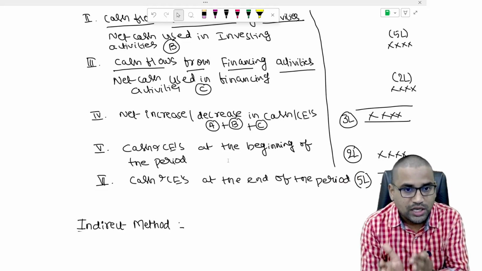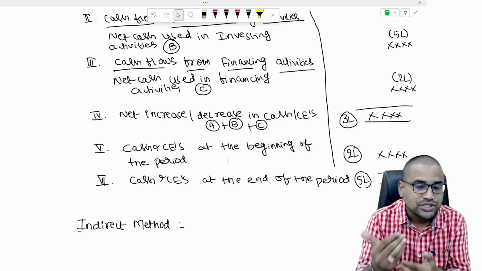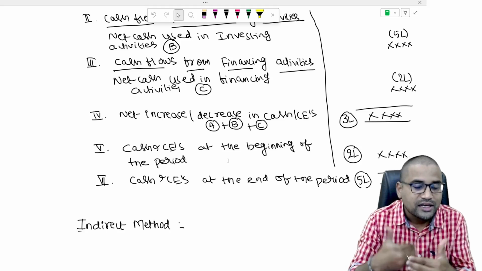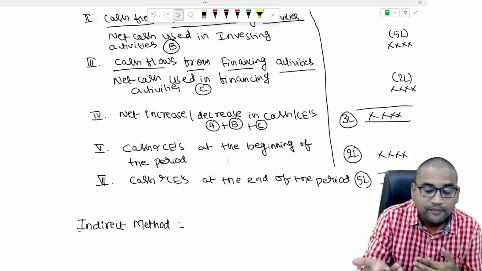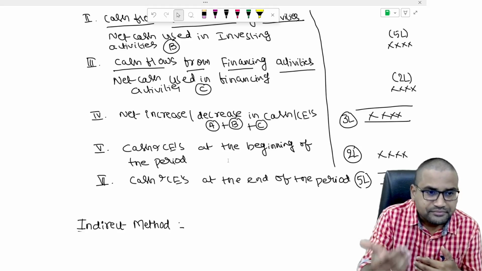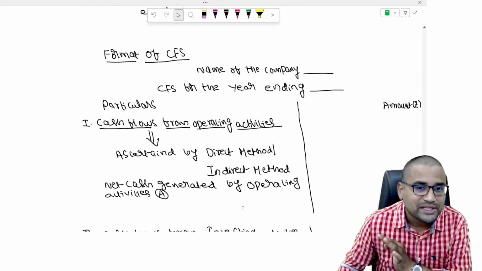Suppose, for example, total receipts minus total payments can be positive or negative. That is called the net increase or decrease of cash and cash equivalents during a particular period. For that we add what? Opening cash and cash equivalents. Then you will get closing cash and cash equivalents. Actually, this is how we need to prepare the cash flow statement.